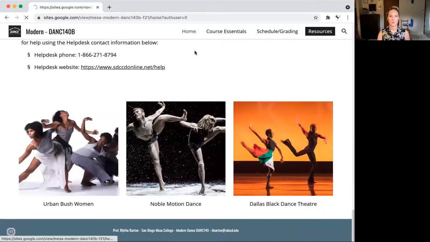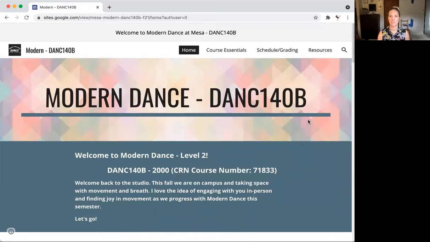Okay, so back home, that is the outline of our syllabus. Again, they are going to be really similar across the levels. So make sure you're taking time to look at your own course enrollment, A, B, C, or D, for our 140 modern dance class, but super similar. If you have any questions about this, connect with me or bring them to class and we can answer in person. Looking forward to seeing you and moving with you for our whole semester.